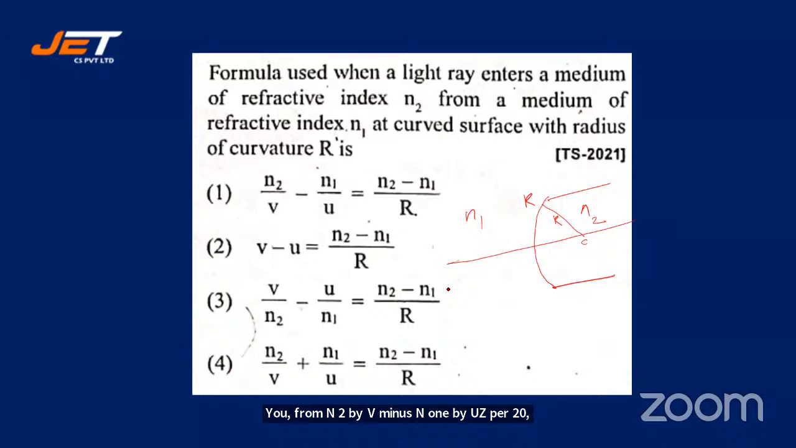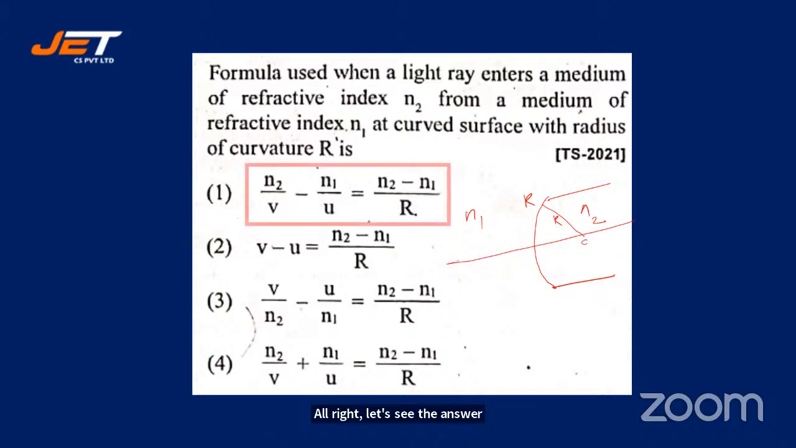Okay, Jyoti says 1. Here is the situation. I have drawn the diagram also. Krishna says 1, Ruchita says 1, Shruti says 1, Chaitanya says 1. All right, let's see the answer. Here is the answer. You're all right.